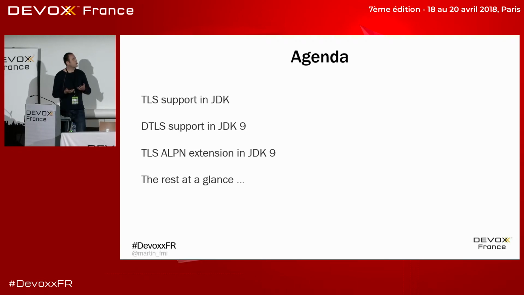Then I'll show you how you can use the TLS ALPN extension, which is another interesting addition to the TLS support in JDK 9. The ALPN extension provides you with the capability to negotiate the application protocol during the TLS handshake process that effectively establishes the TLS communication between the parties. And at the end, we'll review the rest of the security enhancements introduced in JDK 9.